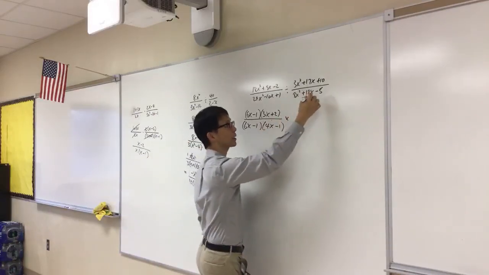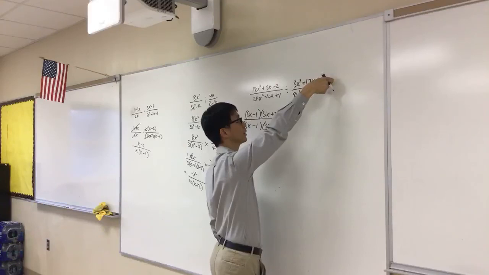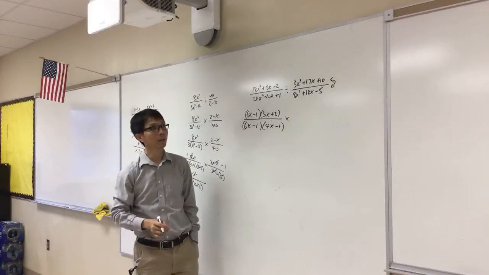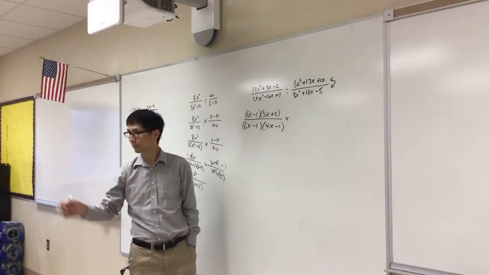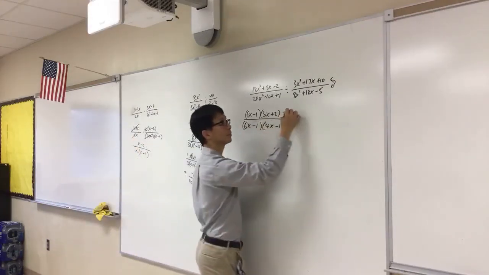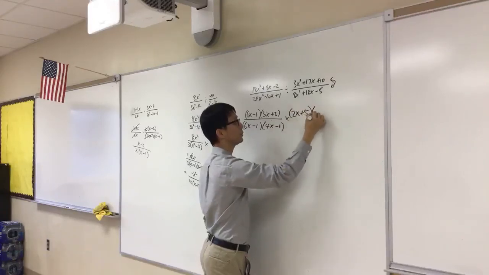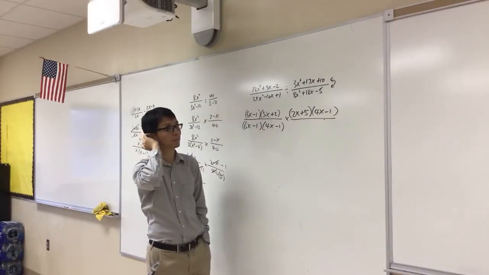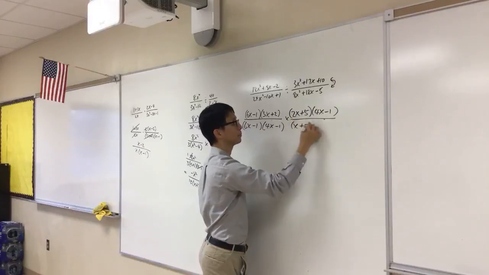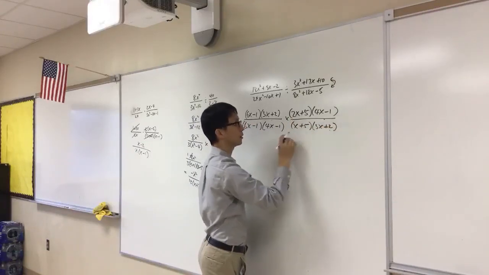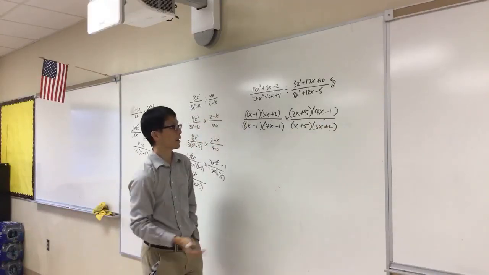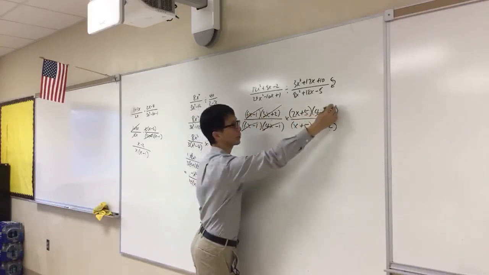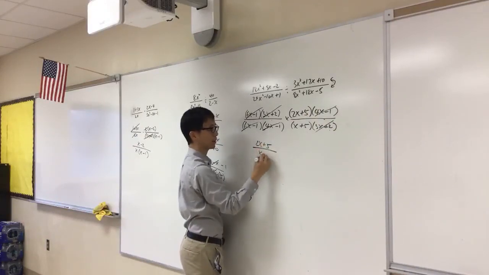Okay, times, now I'm gonna do this one on the top, right? Because I'm gonna keep, flip, change, so this place is gonna change. So 8x squared plus 18x minus 5, what's that factoring? Yep. 2x plus 5, 4x minus 1. Over the bottom, x plus 5, 3x plus 2. Yep, that's right. So you see a lot of things cancel. Boom, boom, boom. 2x plus 5 over x plus 5, right? Yep.